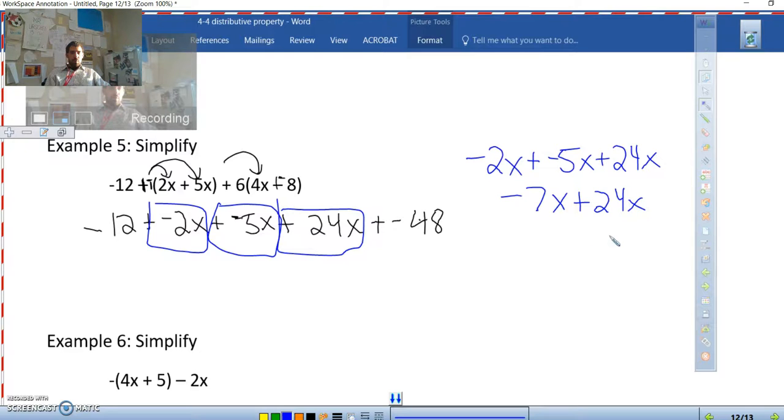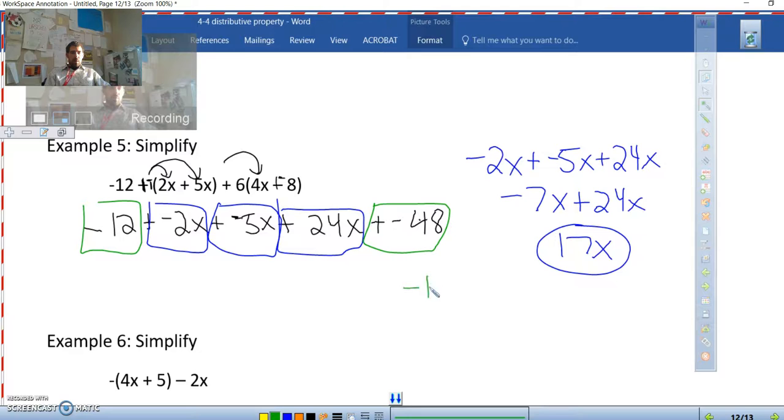So that's 17x. And then we also have to combine this negative 12 constant with this negative 48. So negative 12 plus negative 48 gives us negative 60. So we have 17x minus 60.